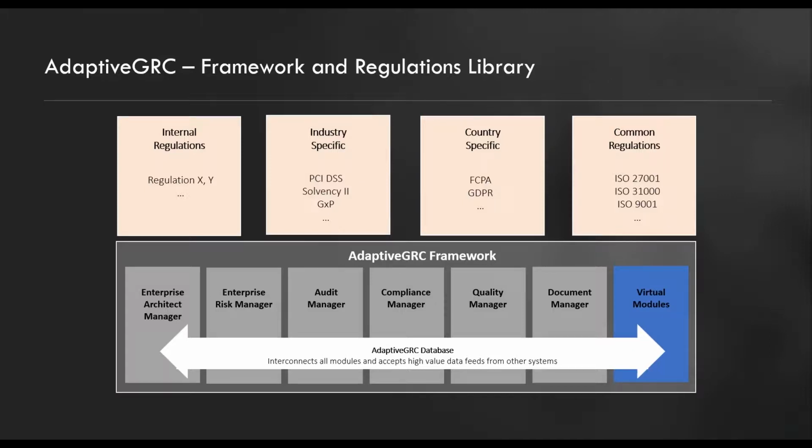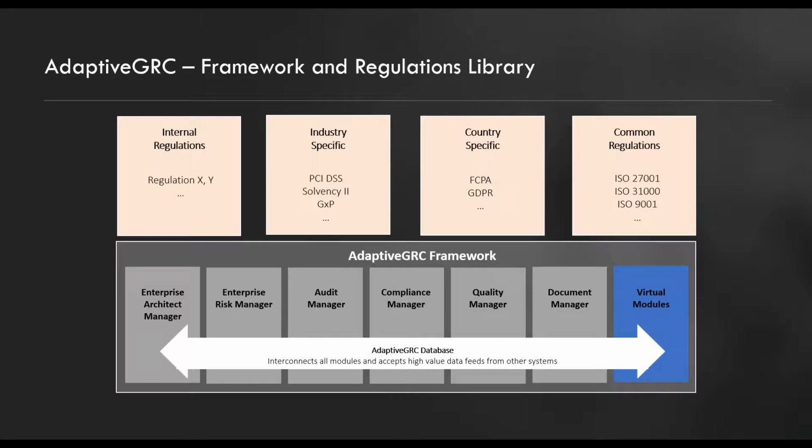Okay, I will explain the Adaptive GRC in a nutshell, because for the most part it is just the demo of the system, how it works based on a specific business case that will be presented later, so I will highlight only the most important parts. Adaptive GRC is a consolidated platform consisting of business modules like Enterprise Risk Manager, Audit Manager, Compliance, Quality, or Document Manager. It is important that, as you can see, all the modules are interconnected.